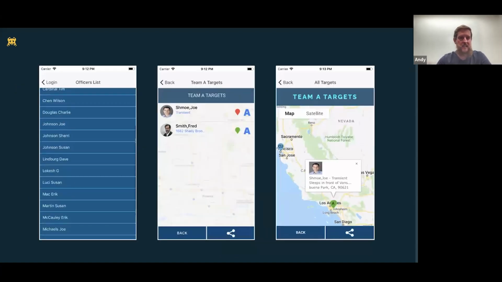So what the app looks like is a little bit like this. You can see that there's data like the names of the officers currently included in the operation, who the targets are, and also where those targets are located, with GPS coordinates.